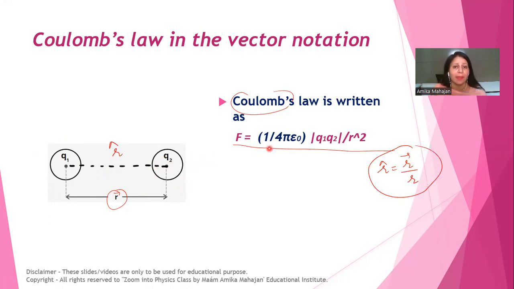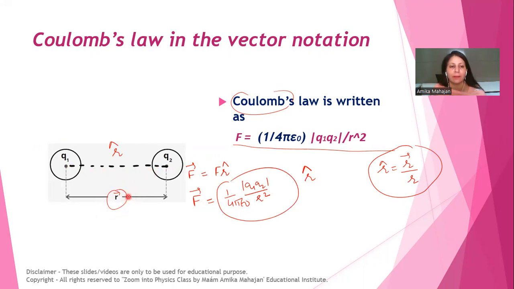So if I multiply this magnitude of the force with r cap, I get F vector. That means in vector notation, this force will be 1 by 4 pi epsilon naught q1 q2 magnitude upon r square, and this magnitude has to be multiplied by r cap. Why r cap? Because this force is acting along this line, so I have to take the unit vector. The unit vector describes the direction in which we are talking about. We are talking about this direction, so r cap will be multiplying this magnitude. This is the vector notation of Coulomb's law.